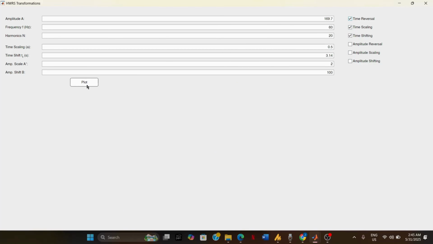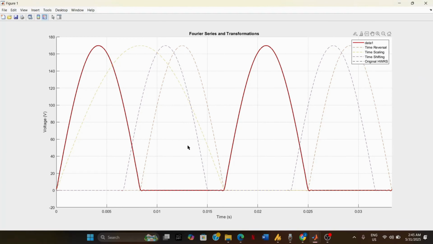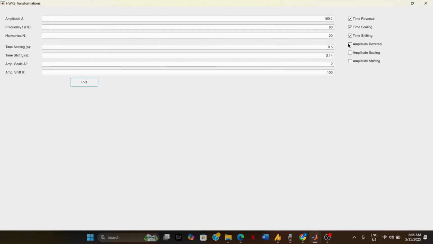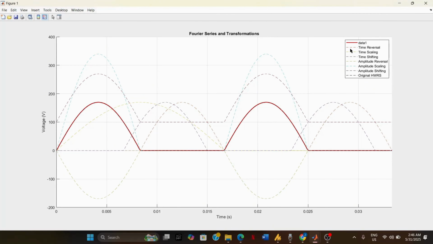In the program code, this function computes the summation part of the Fourier series used specifically for the time reversal case. It's a helper that avoids repeating the same loop. To sum up, this program is an interactive and educational GUI in MATLAB that helps visualize how basic transformations modify the structure of a periodic signal. It's a great way to build intuition about signal behavior.